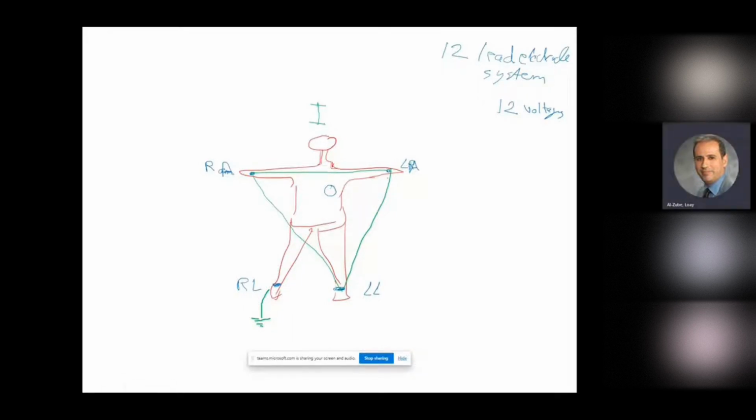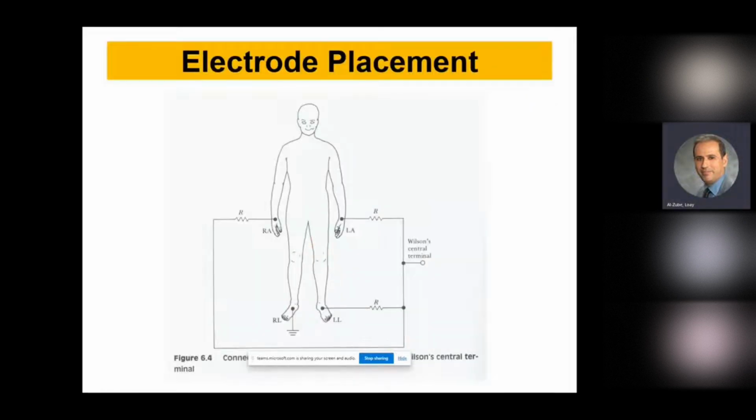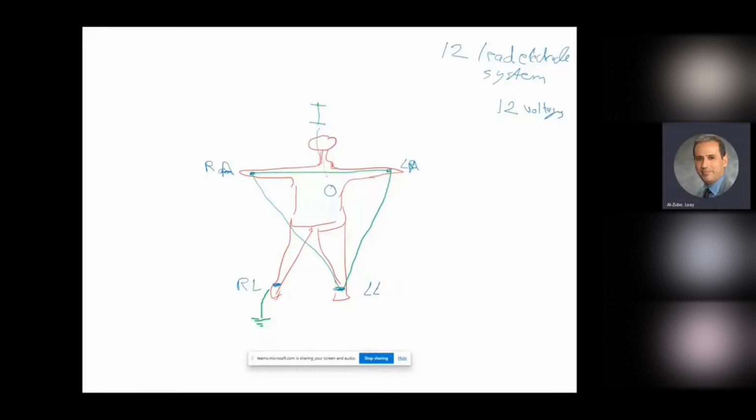And then the same device will take the voltage from RA and the left leg. Before we do this lead, it's like we are reading the voltage of the heart from the top. Does it make sense? So we're looking at the voltage from the head down, so we're looking at the heart from the top, and we're measuring that electrical activity.